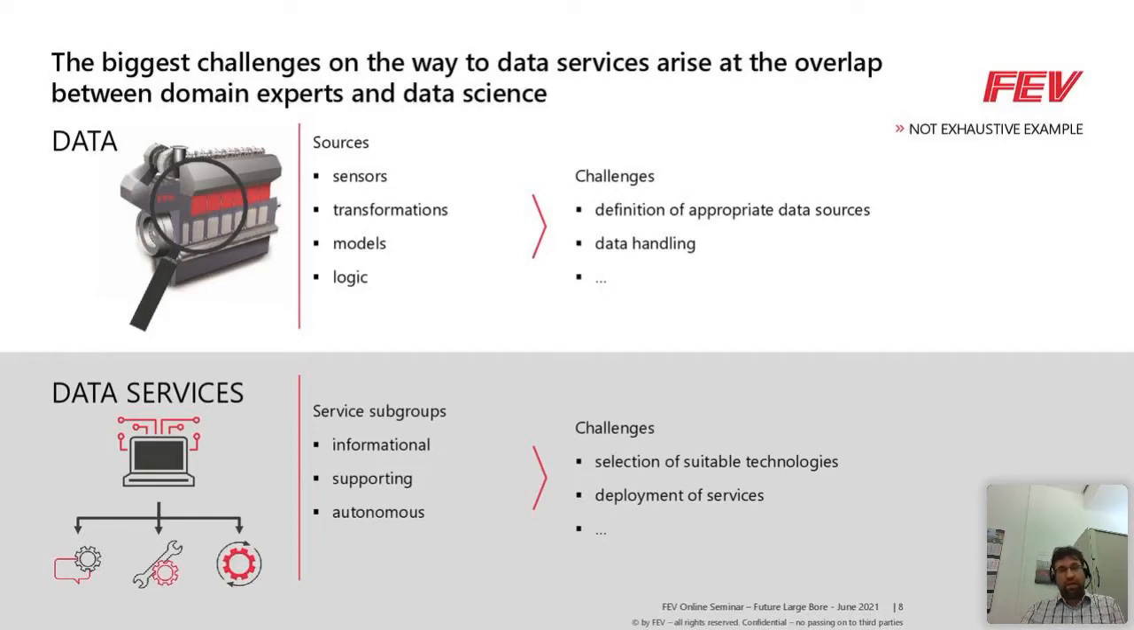Further, we need to define which kind of data services we want to implement or we want to provide. And we see here three major subgroups. First of all, informational, where we just give information about the system. We will also have the second subgroup, supporting systems, which can also give recommendations what to do. And in the third part, we have autonomous systems that fully react on the gathered data and try to adapt the system. And here we have the challenges, of course, how we can select suitable technologies to tackle these directions, and also how we can implement these into the system.